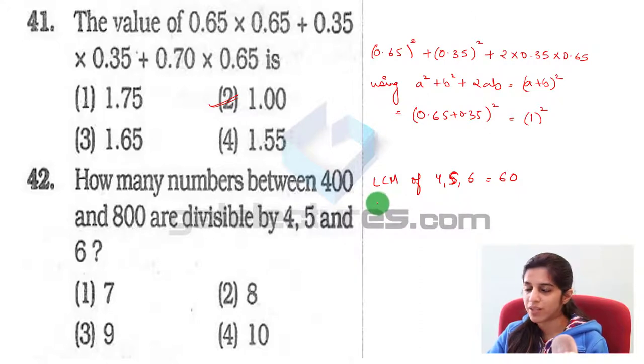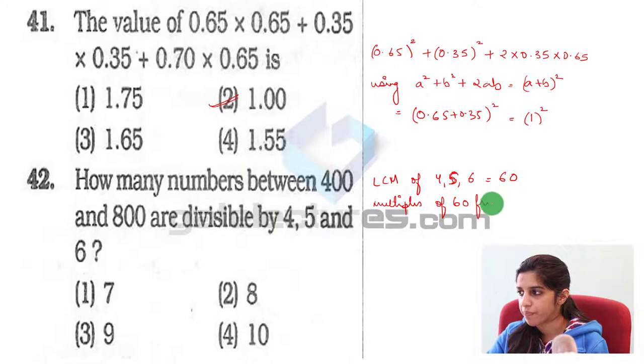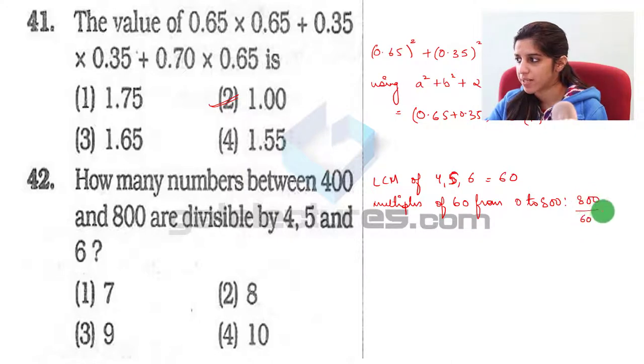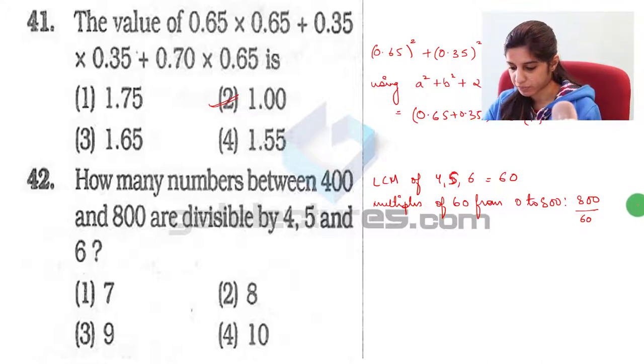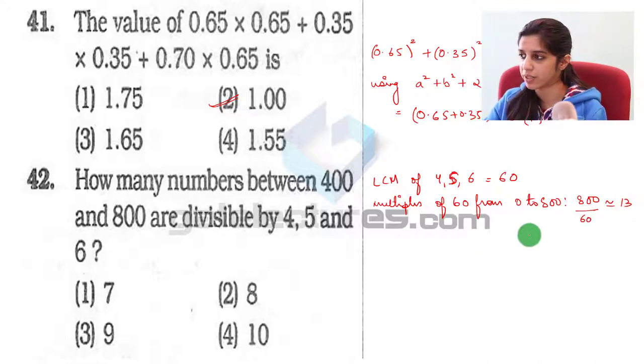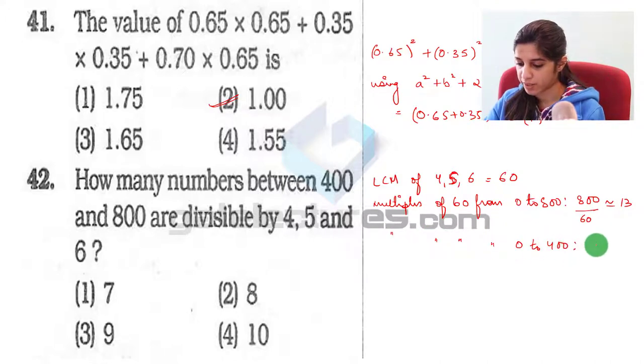So I'm just seeing how many multiples of 60 there are from 0 to 800. So what I do is I am going to divide 800 by 60. When I divide 800 by 60, I am going to get 13. Okay, this is not completely divisible, but the quotient is going to be 13. Now multiples of 60 from 0 to 400. When you do this, you're going to get 6. 6 is not an exact division although, but the quotient is going to be 6.